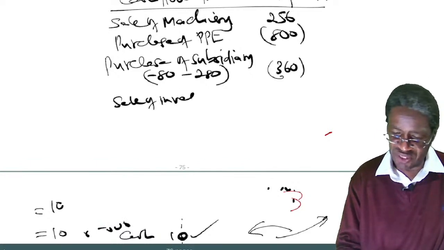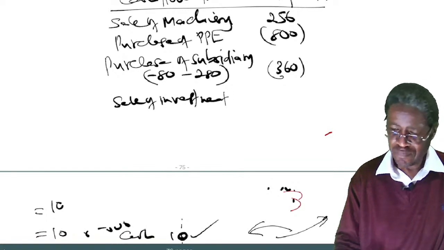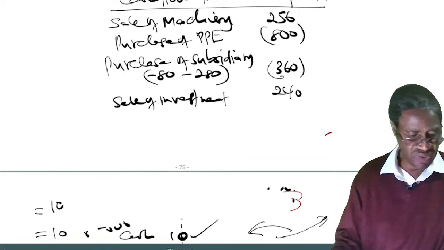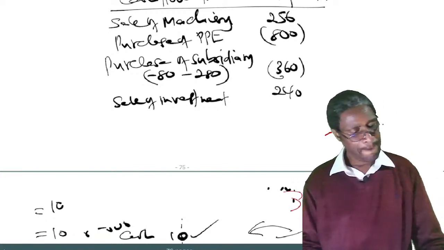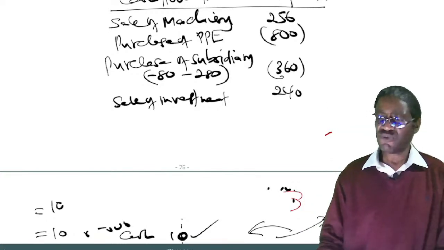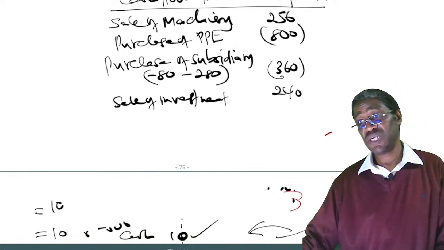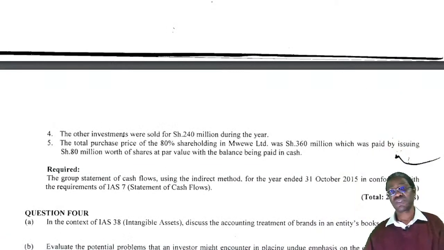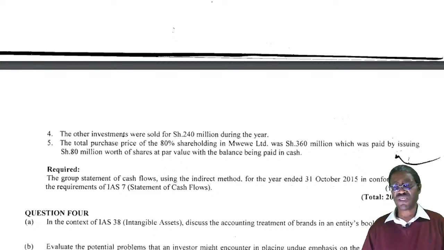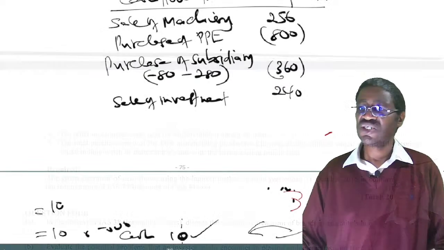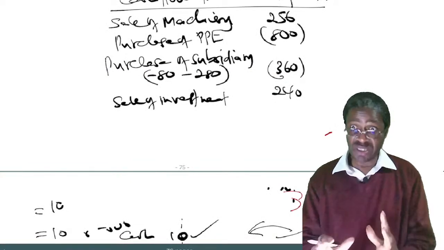Sale of investment. That is 240. We received that 240. Good. That is from note number 4, sorry, number 5. Let's go to note number 5, the total purchase price. I think that one you have already used to get this 360.